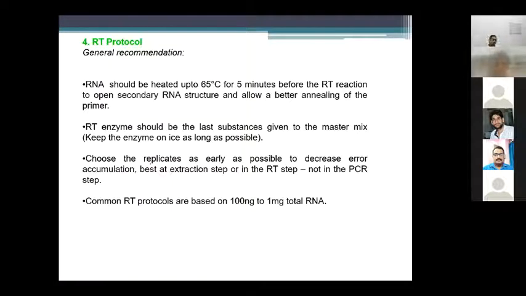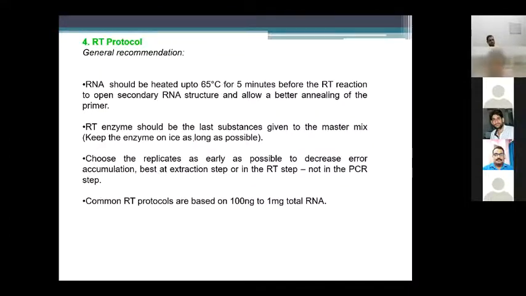So RT protocols, we generally recommend the RNA should be heated up to 65 degrees for 5 minutes before the RT reaction to open the secondary RNA structure, allowing better annealing of the primers. So the RT enzyme should be the last substance added to the master mix, keeping the enzyme on ice for as long as possible, and choose the replicate as early as possible to decrease the error accumulation, the best being at the extraction step.